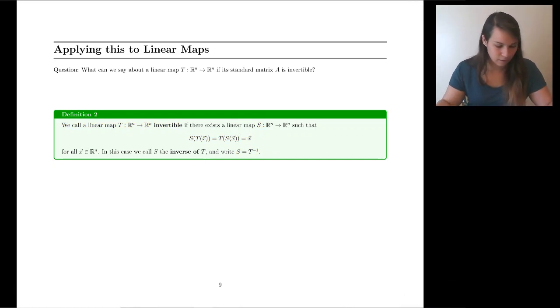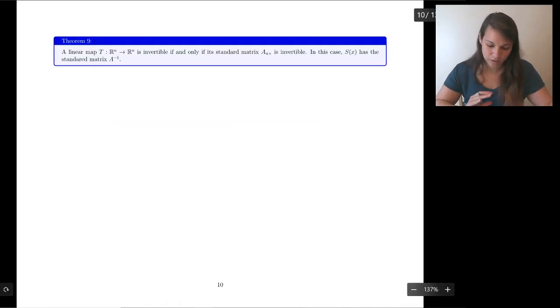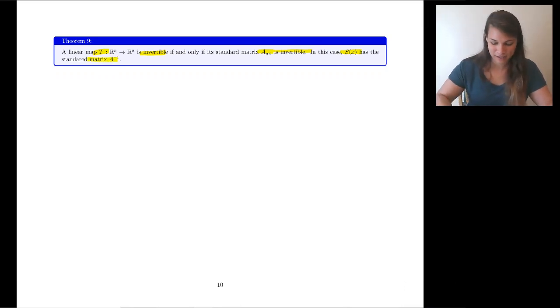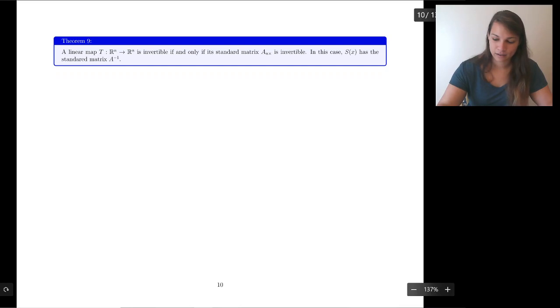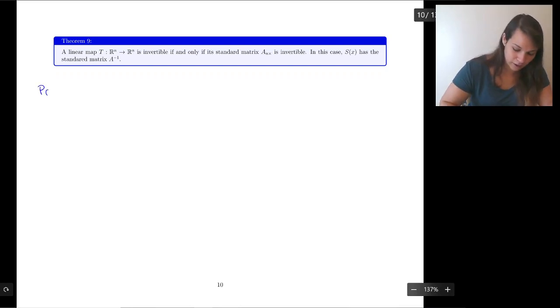So that brings us to Theorem 9. We've got a linear map T is invertible if and only if its standard matrix is invertible as well. And in this case, S ends up having standard matrix A inverse. Shocking, right? Who saw that connection coming? And we're going to prove it.